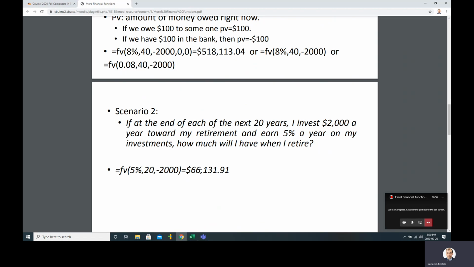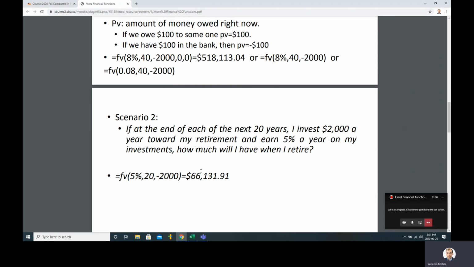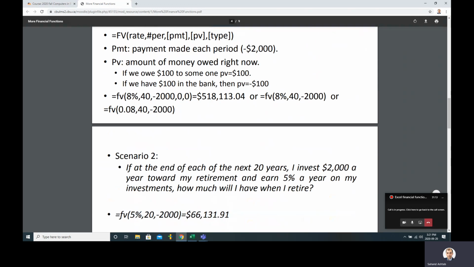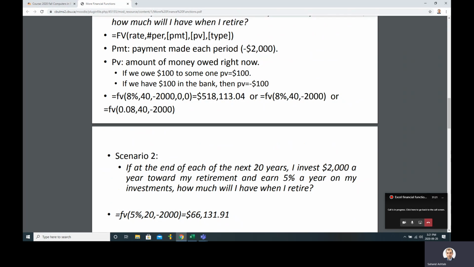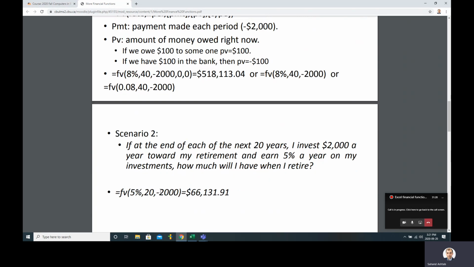One lesson learned from here is that the earlier you start saving for your retirement, the more you can benefit from it, because the money accumulates as time goes on. So as you see, when it's 40 years at 8%, you end up with $500,000. But when you cut it to 20 years, meaning you're only saving for 20 years, and it's only 5%, it seems like it's only 3% less, but when combined, fewer years and lower percentage, the number drops significantly, from around 500,000 to 66,000.